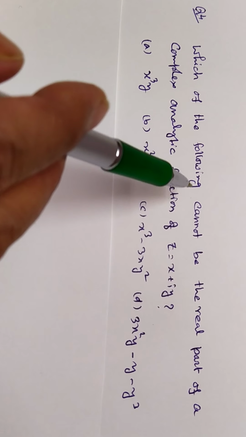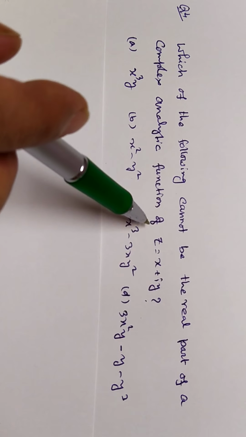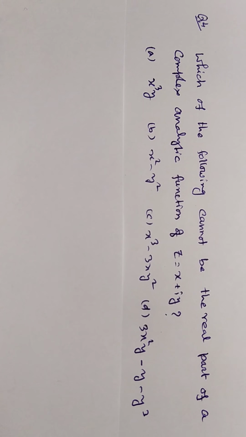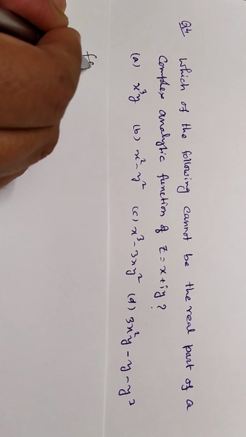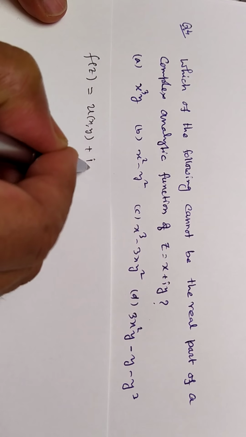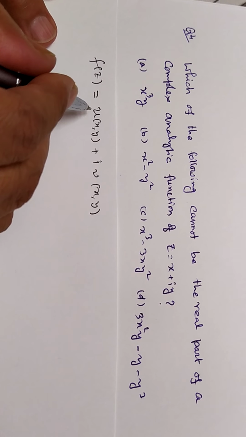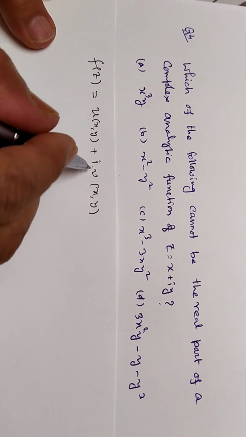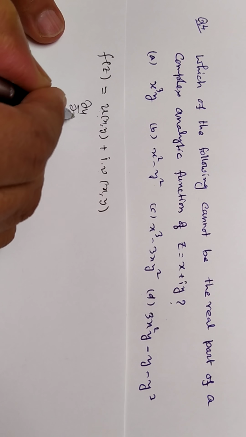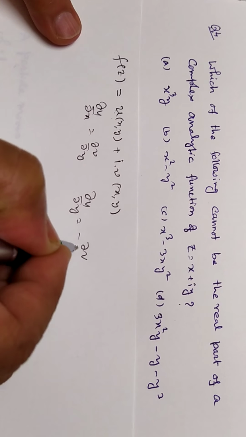Which of the following cannot be the real part of a complex analytic function of the complex variable z? So you are given 1, 2, 3, 4 choices, right? Now if a function f of z is a complex function, you can write it as u(x,y), the real part, plus i v(x,y), right? And this function is analytic if the real and imaginary parts satisfy the Cauchy-Riemann conditions, that is del u by del x equals del v by del y, and del u by del y equals minus del v by del x.